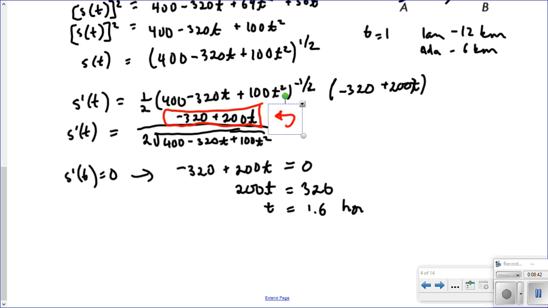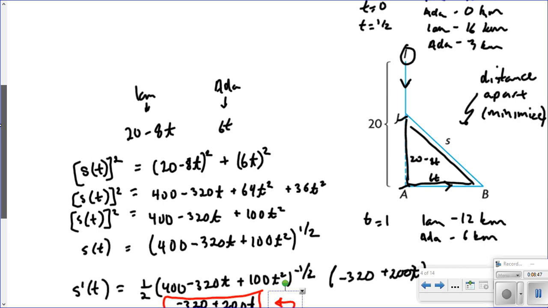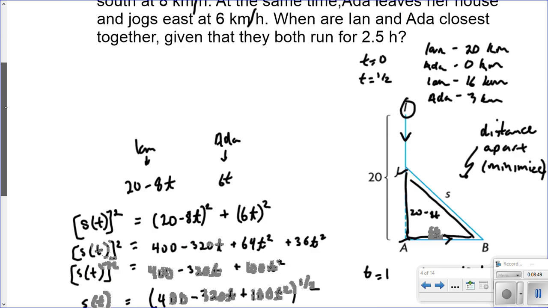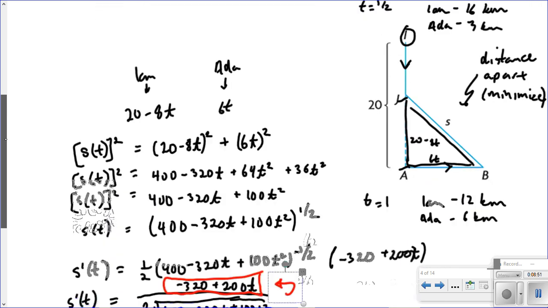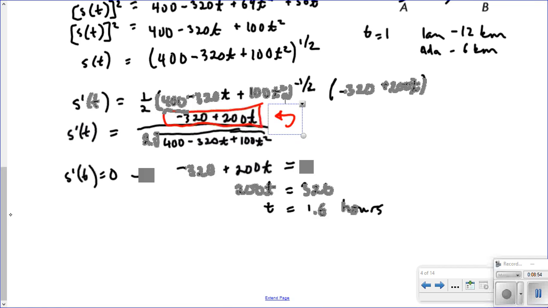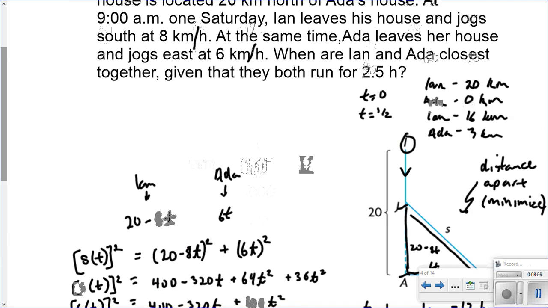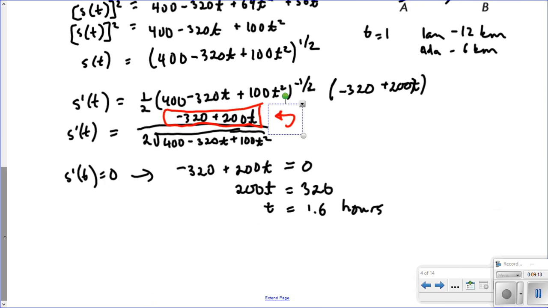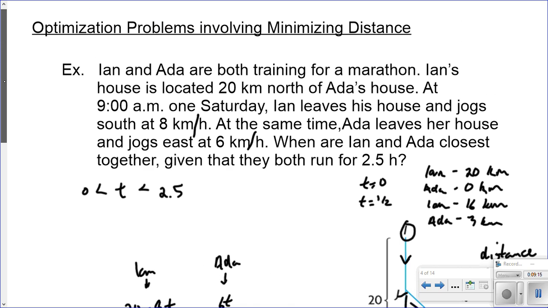1.6 hours. So what this means in the context of the question is that Ian and Ada jog for 1.6 hours, and that's when they're the closest apart. They actually jog for 2.5 hours, right? So I didn't really consider this earlier. They jog for 2.5 hours. So somewhere in this time period of 0 to 2.5 hours, sometime they're closest together, and we just found that to be 1.6.